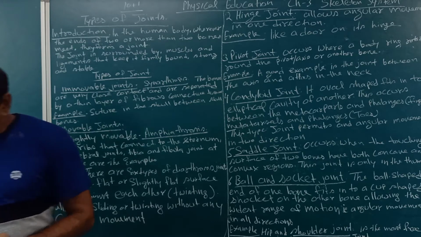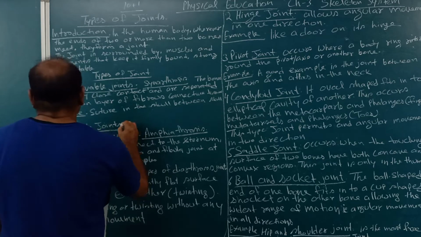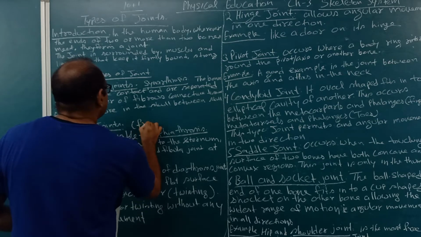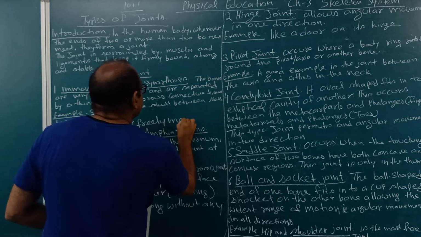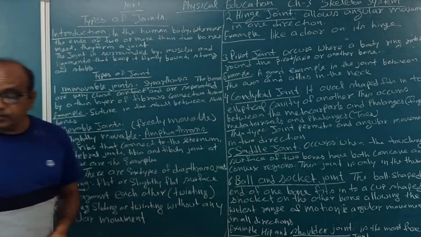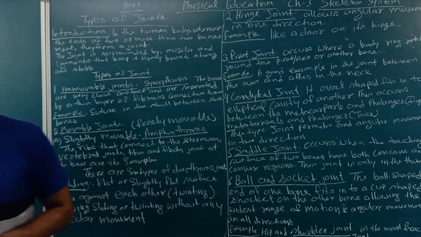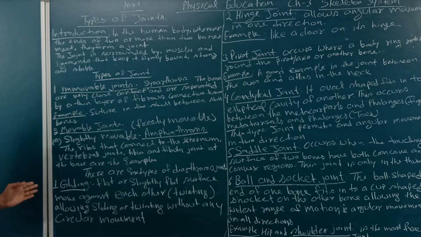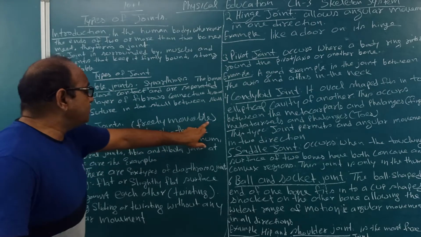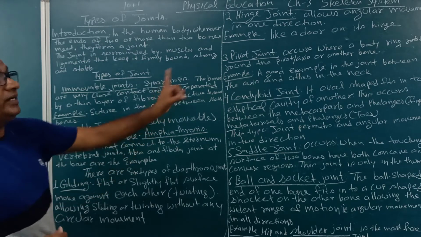Next is freely movable joints. Most of the joints in the adult human body are freely movable joints. And these freely movable joints are again categorized in 6 parts. There are 6 types of freely movable joints.